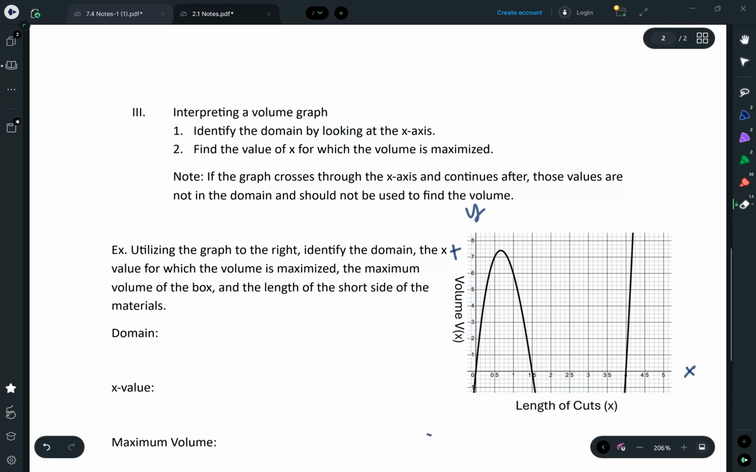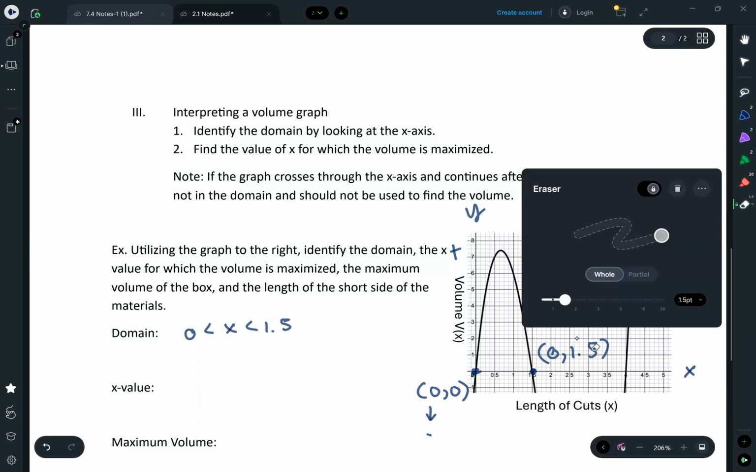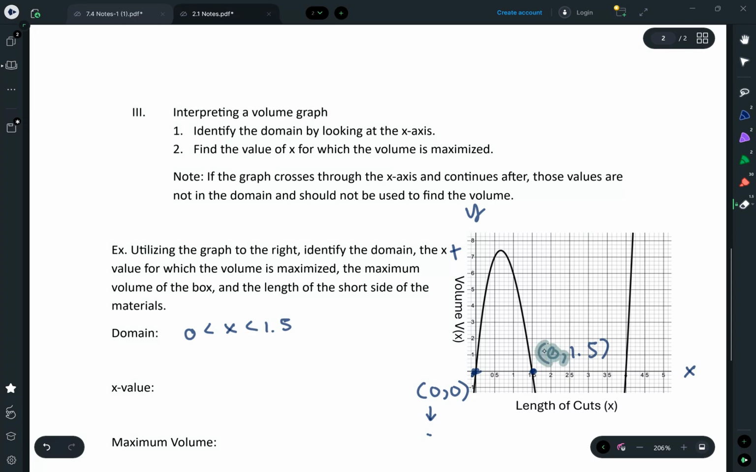So my domain, the part of my graph that's actually usable, is from, it looks like 0 to all the way over here. And I've got to look real close to see if it's a 15 or a 1.5. And it looks like a 1.5. So again, it can't actually equal 0. So we're going to just say 0 is less than x is less than 1.5. Because both of these are on my x-axis. Think about that ordered pair (0, 0). Think about the ordered pair (0, 1.5). So this is saying, other way around, (1.5, 0). I caught myself right away.